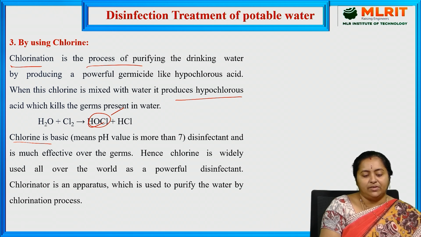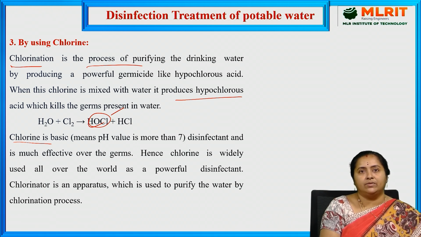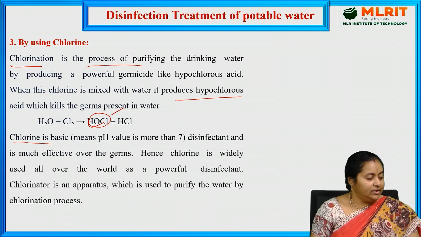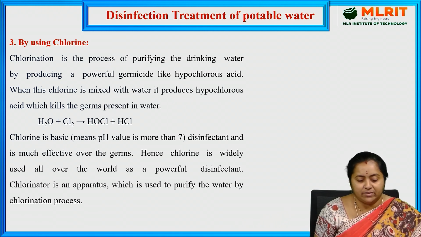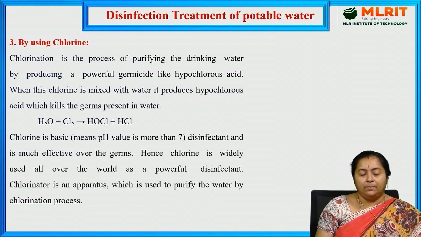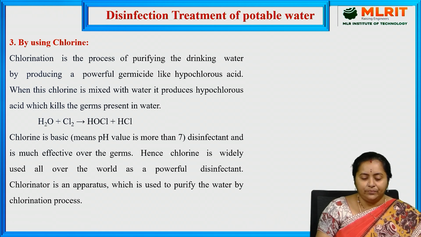If there is any fluctuation in the pH value, it is no longer effective. It is effective at a pH value greater than or equal to 7. If it becomes less, it becomes ineffective. If there is any fluctuation in its pH value, it becomes ineffective. It will act much more effectively against germs if it has a basic pH value, that is, greater than or equal to 7.